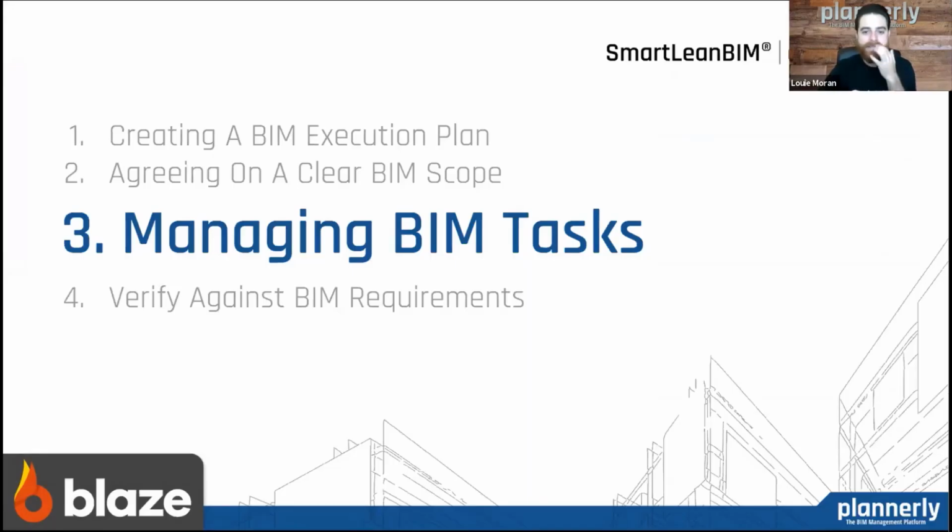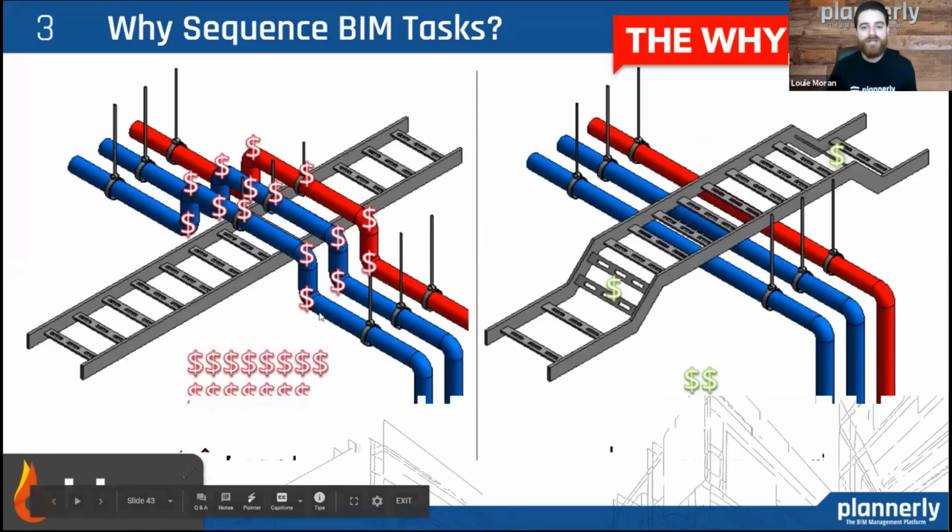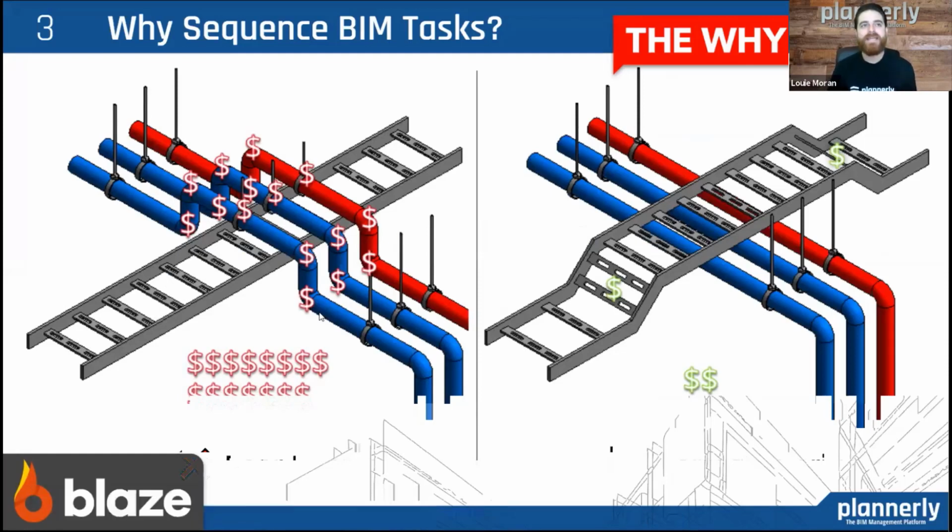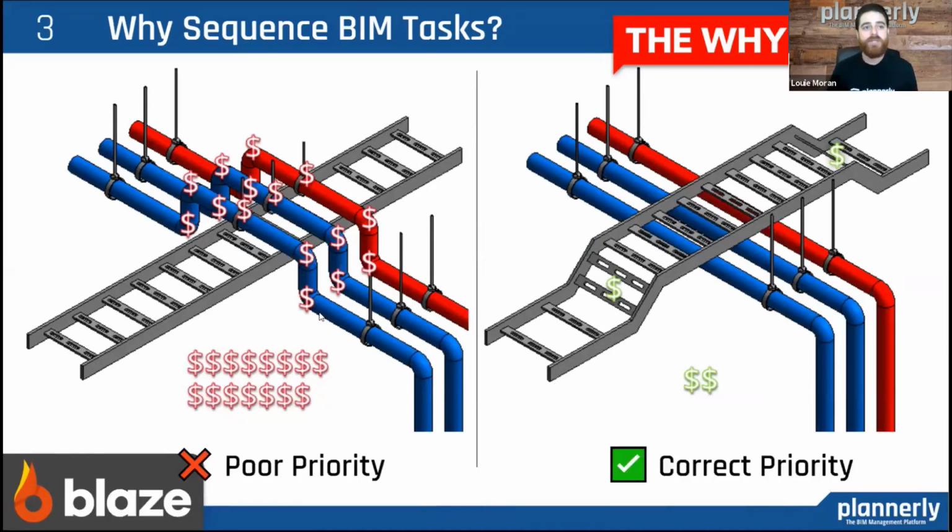Let's take a look at managing those tasks. We first need to look at why we might need to sequence. On the left, you have a non-clash model, and on the right, you have a non-clash model. So both of them are not clashing. This should be successful for both. However, as you can see on the left, you have a lot more fittings and bends.